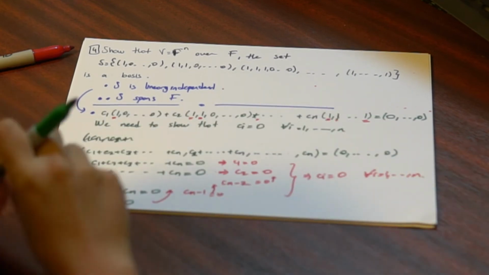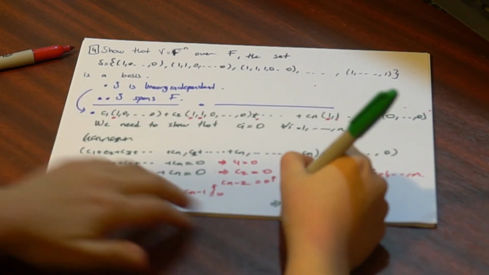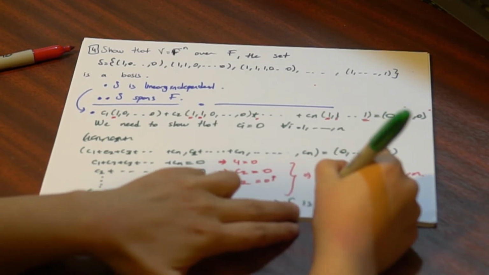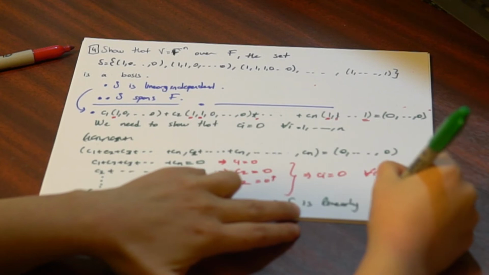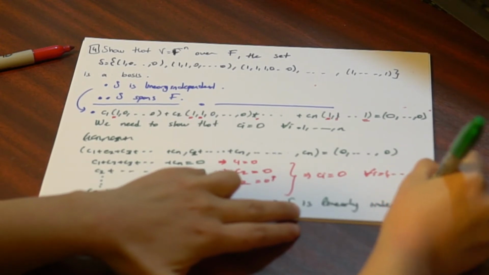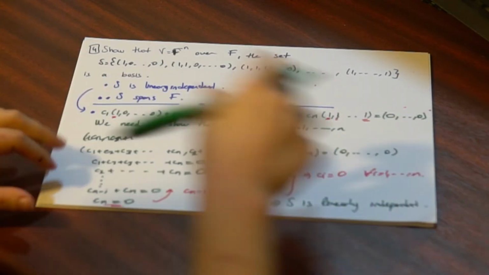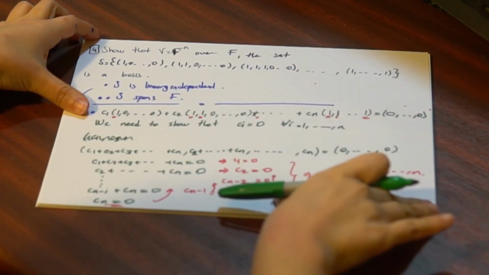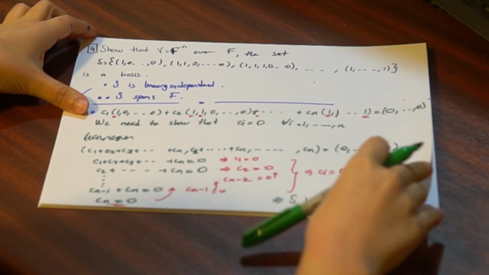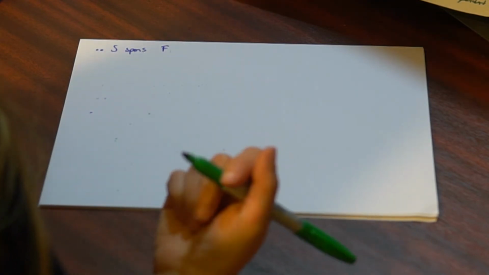Therefore, S is linearly independent. Now we need to show that S spans V, that is F to the N. To show that S spans V, we need to show that S spans F to the N.